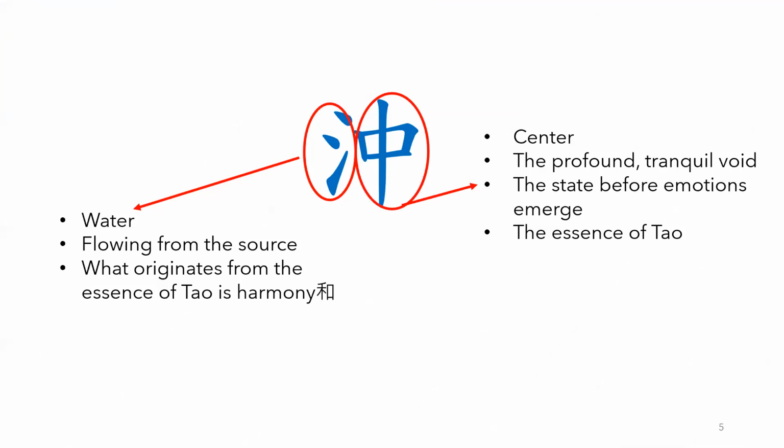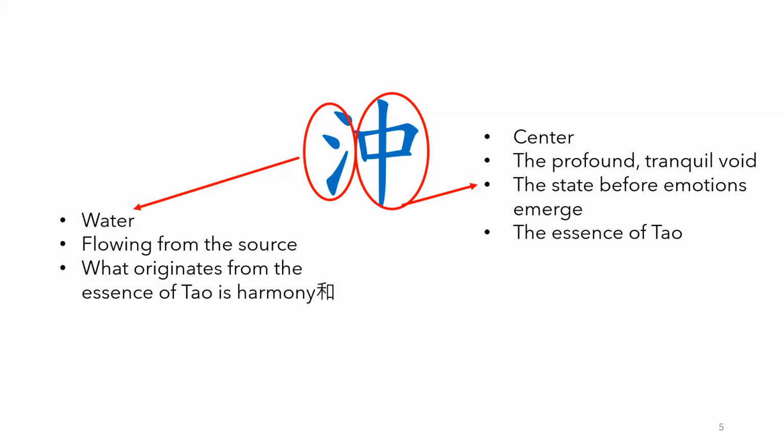And then we need to see this word because we cannot find an adequate English counterpart. So we need to learn the Chinese character. This word 冲, the right-hand side 中, of course we know 中 is center. But when we think of center, we may think that it is a dot, a point. But a dot or a point is not enough to describe 中. 中 actually is the profound, tranquil void. It's the state before emotions emerge. So in 中庸, we know 喜怒哀乐之未发谓之中. Before any emotion emerges, it is the true void, and it is the true face of our true nature, and that is 中. And it is the essence of Tao.